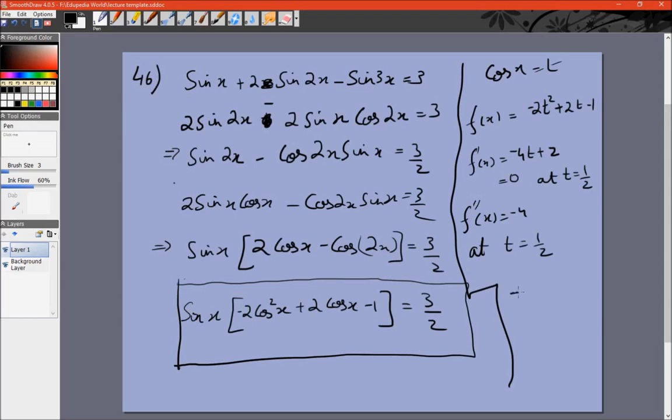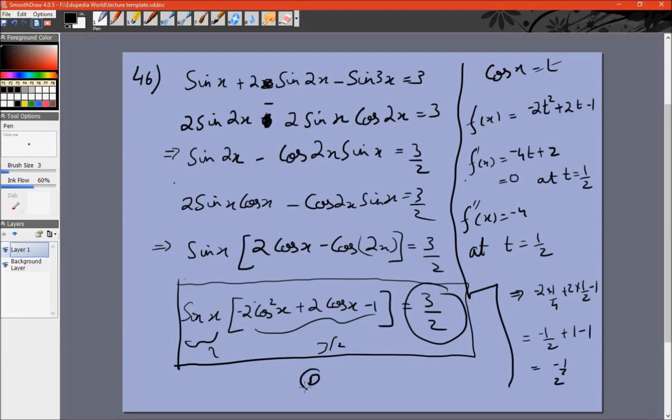So at t is equal to half, which is a possible value for cos x, this bracket achieves its maximum value. What is that maximum value? Minus 2 into 1 by 4 plus 2 into 1 by 2 minus 1, which is minus 1 by 2 plus 1 minus 1, which is minus 1 by 2. So that's the maximum value of this function, minus 1 by 2. So even then we can see that it can never be equal to 3 by 2. This has a maximum value 1. So when this is 1, this should have been 3 by 2, which it is not. So the answer to this question is that there is no solution. So the answer is option D.